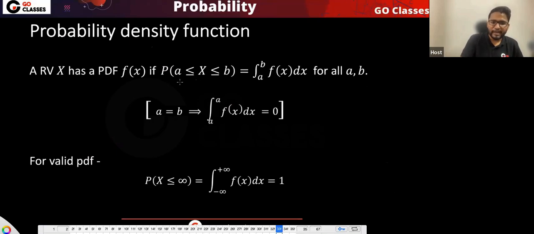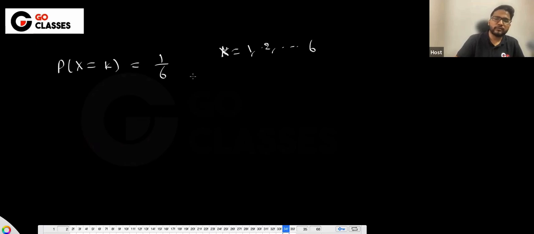So a random variable x has a PDF fx, which means probability density function. Then we can calculate the probabilities using this. Earlier we just had the PMF, and let's suppose that PMF is like this, probability of x being k is, let's suppose, 1/6. Suppose this is a uniform distribution, where k can take values from 1 to 6.